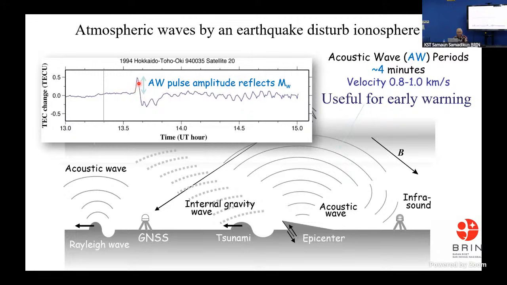So this is the initial acoustic wave pulse. This amplitude reflects the magnitude of the earthquake. So larger earthquakes make larger disturbances. So that is quite natural. And also there's some interesting atmospheric mode excited by earthquakes.